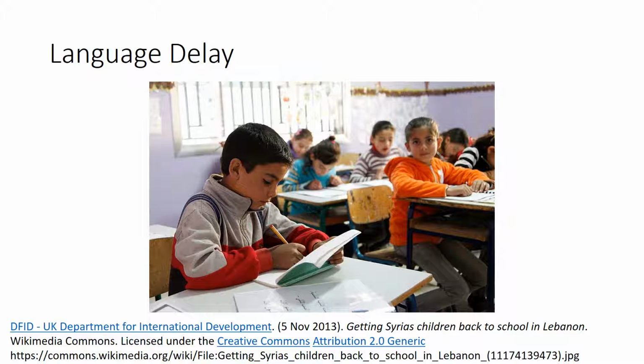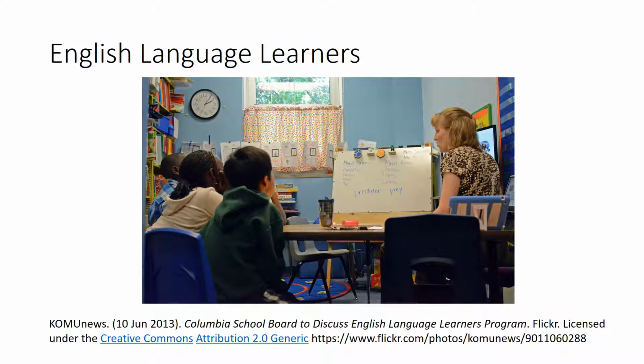Language delay means that children have the same sequence of language acquisition as peers, but it is slower. Many of these children eventually catch up to their peers. It is often difficult for teachers to determine whether a child who is not a native speaker of English has a language impairment. ELLs are disproportionately represented in special education classrooms.